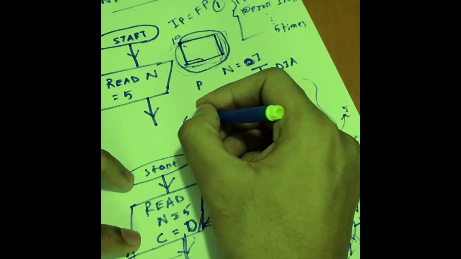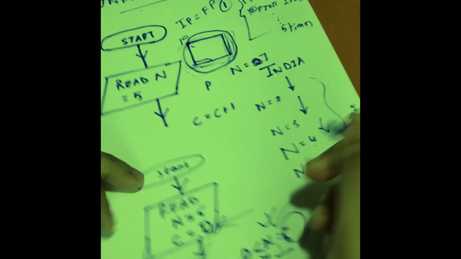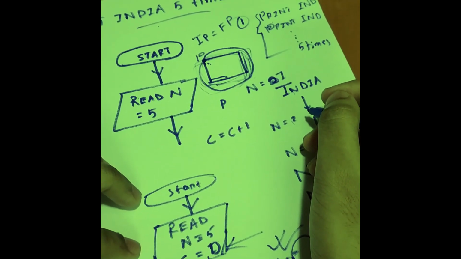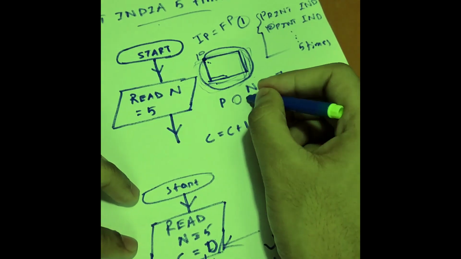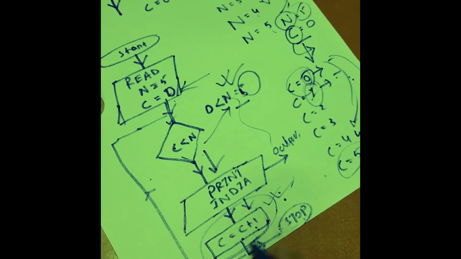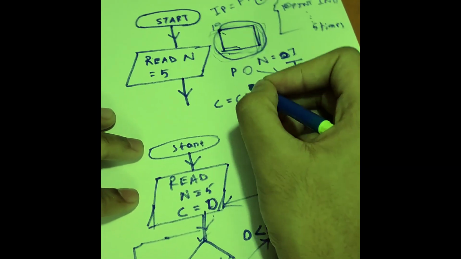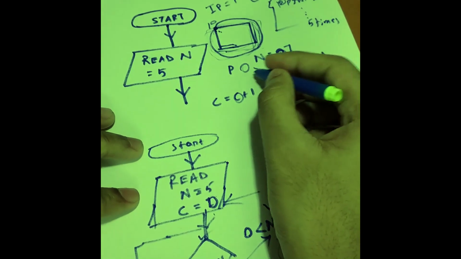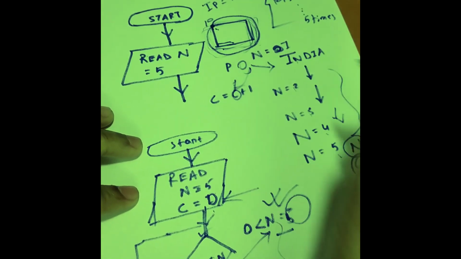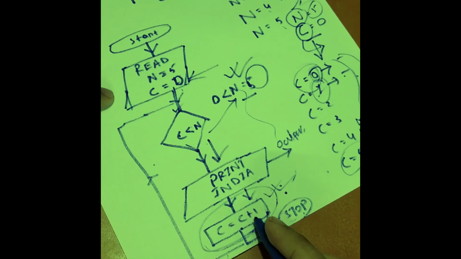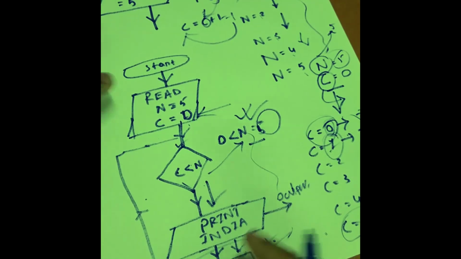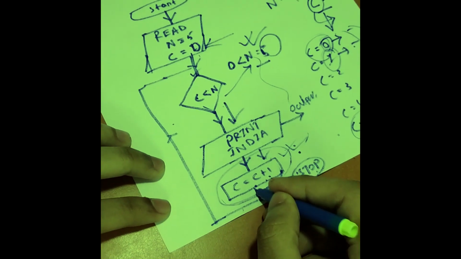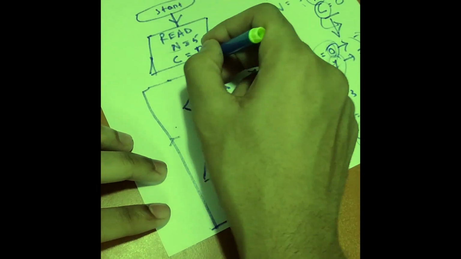Let me do this. C equals C plus 1. Firstly, C was 0. India was printed. Then it goes down here and this happens. C will be 0 plus 1. The first value of C plus 1 equals 1, and 1 will be stored inside C. And then it will go back right here.